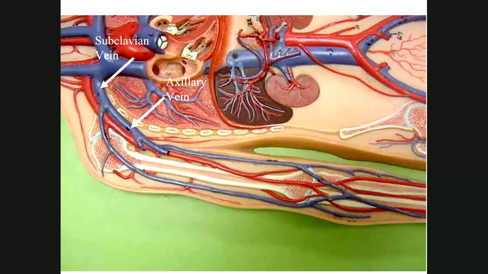We're also going to drain the arms. And so here's the subclavian, remains the clavicle, and these are draining into it. And the ones that are draining into it are the axillary, and then the cephalic, and the basilic.